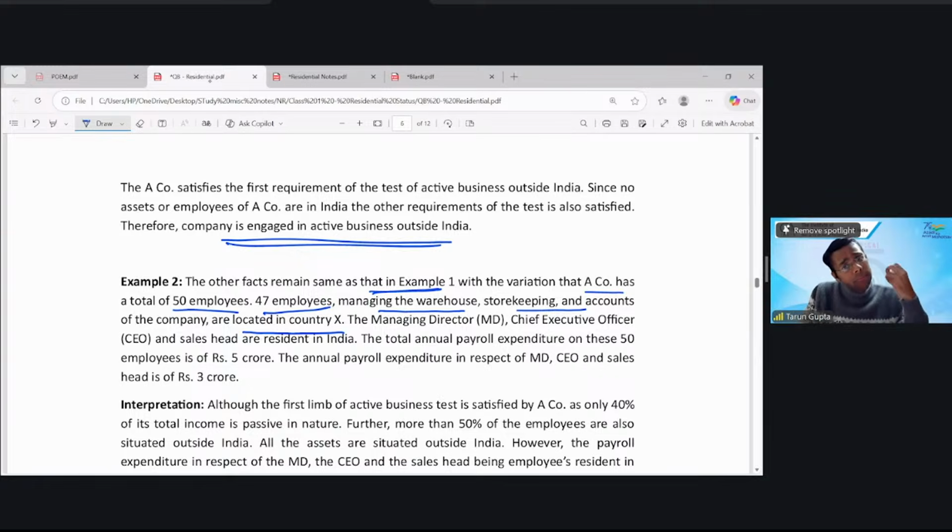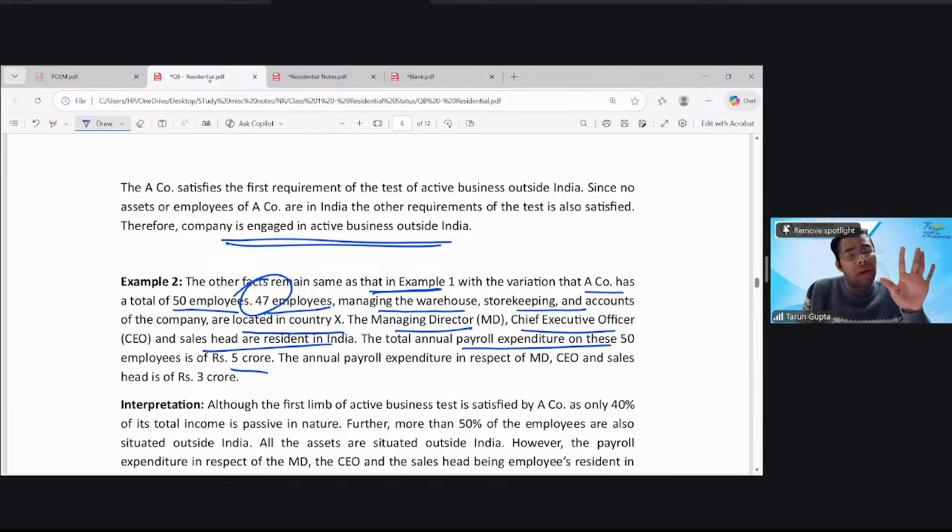So I satisfy the third condition. My employees in India are only 3 out of 50, so they are less than 50%. Who are these 3 employees? The MD, Managing Director, Chief Executive Officer, and the sales head are resident in India. Okay, no problem. I should have less than 50% in India. I have only 3. The total annual payroll expense on these 50 employees is 5 crore.